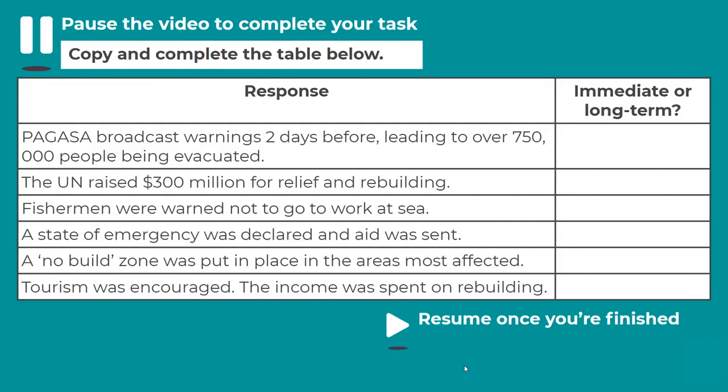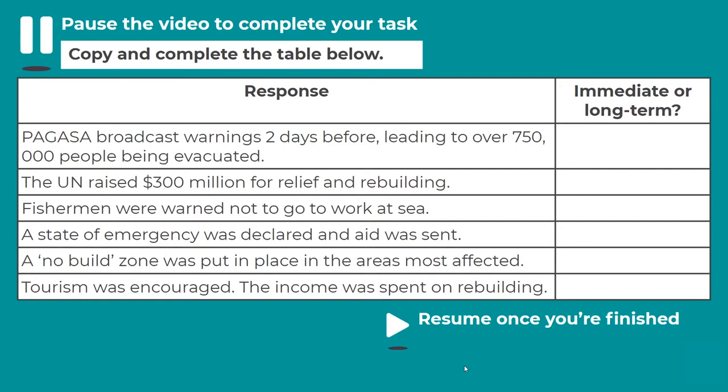So let's think about some of the responses to Typhoon Haiyan that took place in the Philippines. What I'm going to ask you to do in just a moment is to pause the video to complete this task. I would like you to copy and complete the table that you see on the screen and decide if the response that you're reading about is an immediate or a long-term response. Remember, immediate is that initial reaction. How is it dealt with straight away? And then longer term, maybe in the weeks, months and years after the event. So let's have a look at the different responses so that you can make your decision.